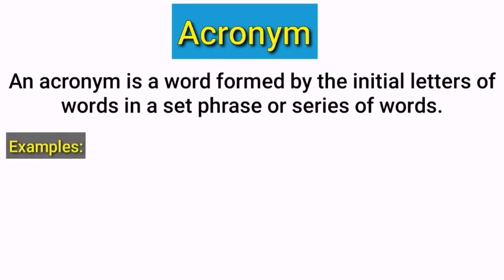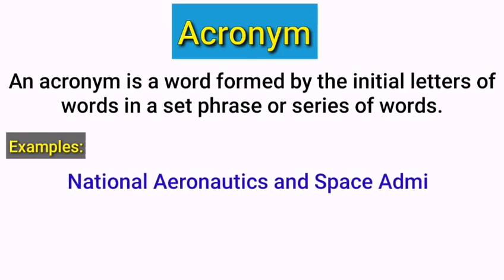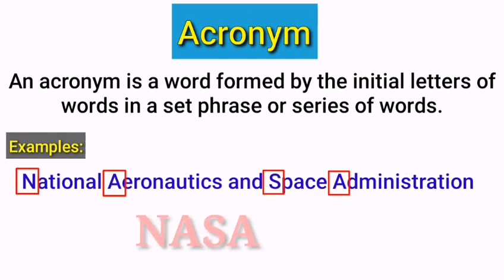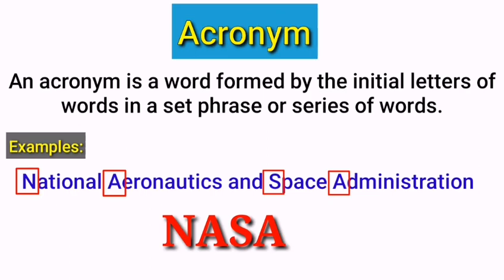Just look at this series of words. National Aeronautics and Space Administration. You can see these are series of words, but if I take the letter N from national and the letter A from aeronautics, and then take the letter S from the word space, and then take the initial letter A from the word administration. So, it becomes a new word, NASA. Actually, it is independent agency of the U.S. federal government responsible for the civil space program, aeronautics research, and space research.